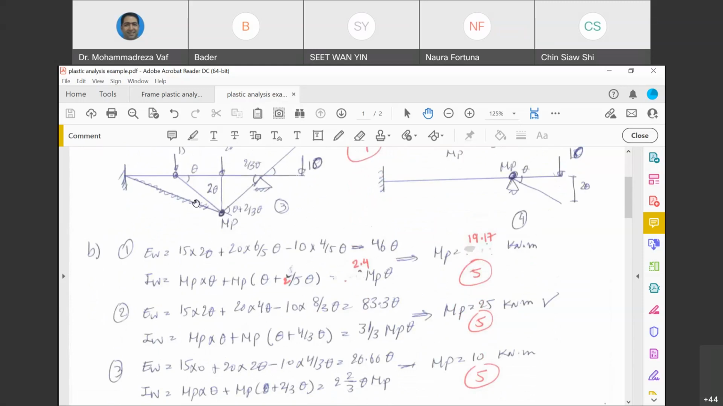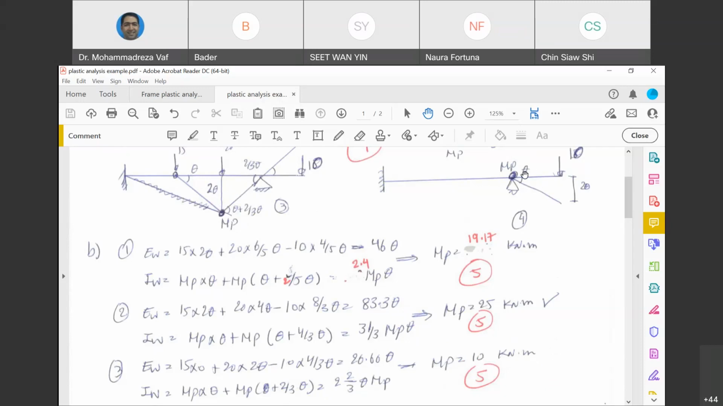Now it comes to the calculation of plastic rotations and internal work. So we have here MP multiplied by theta, MP multiplied by theta plus 2 theta, equals this value. If you equate these two, you get MP equals 10 kilonewton meter. That means you need to have a small cross section to avoid this failure mechanism. It only needs 10 kilonewton meter.